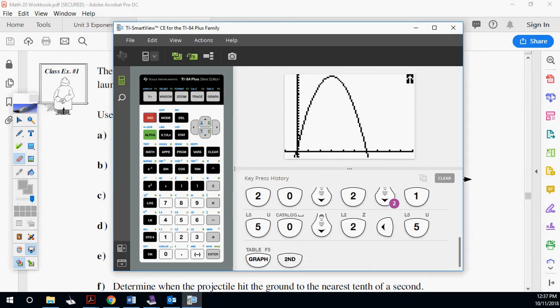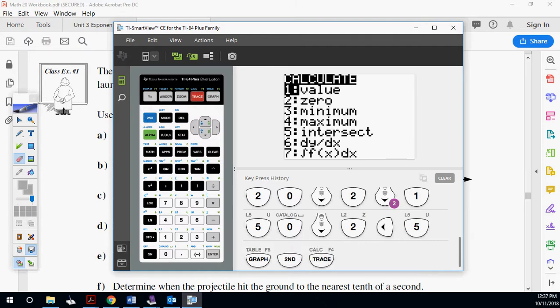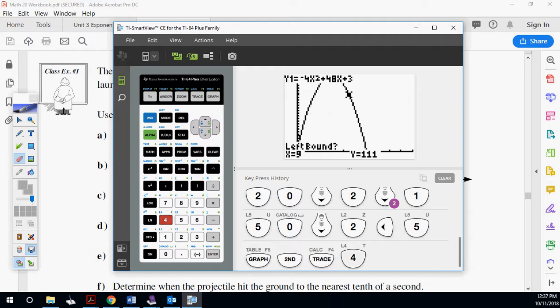So we're going to second trace maximum, number 4. And it says left bound. I want to be the left side of the hill. Right now my cursor's on the right side, so I need to arrow over to the left side of the hill. Just anywhere on the left, as long as it's over the hill. So right there, maybe I'll go a little farther to make sure. I'm definitely on the left here.